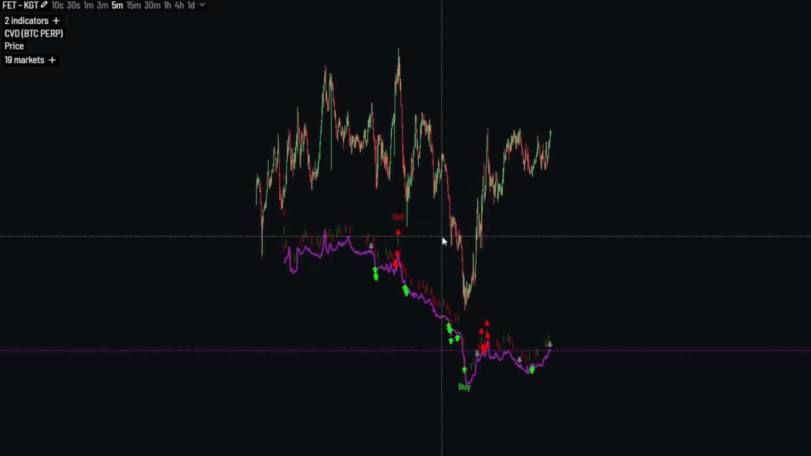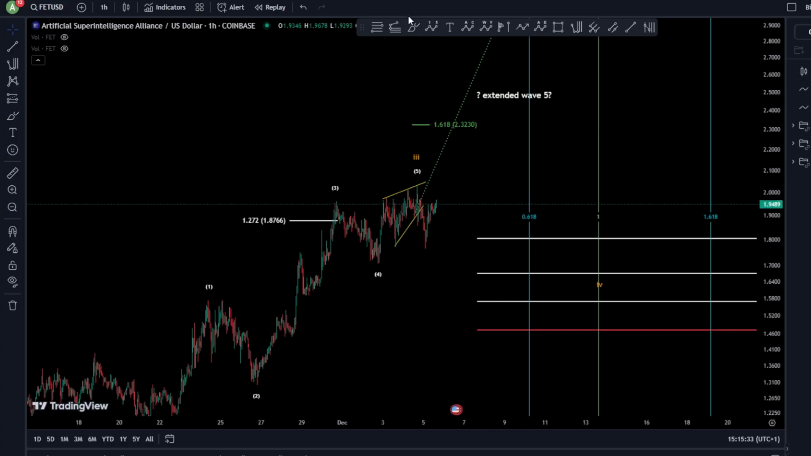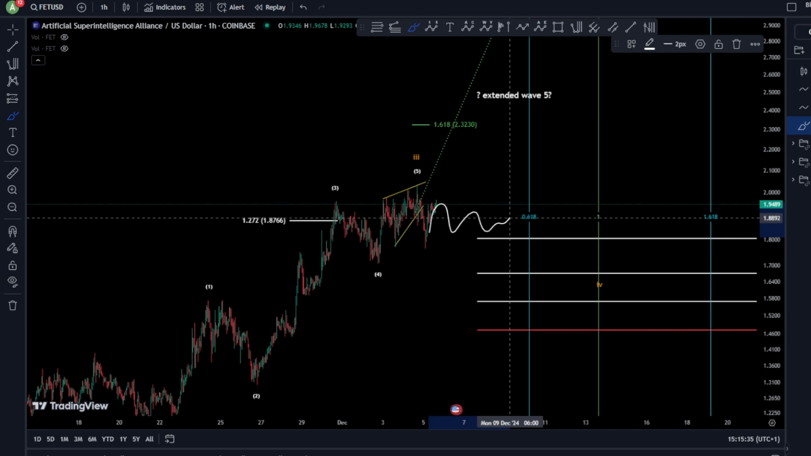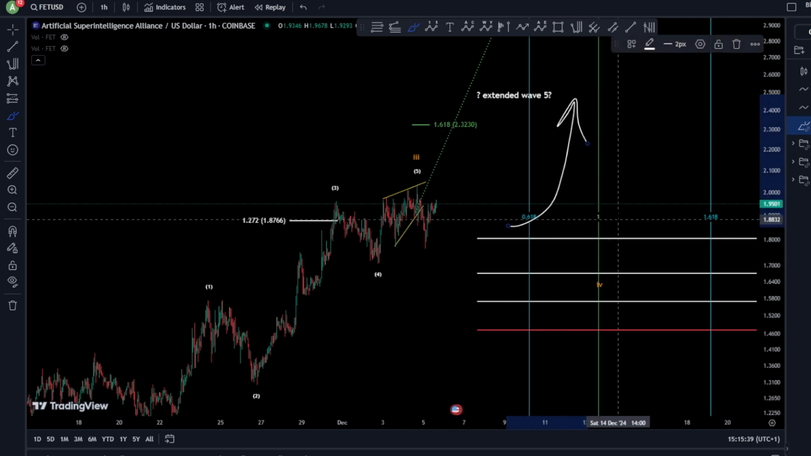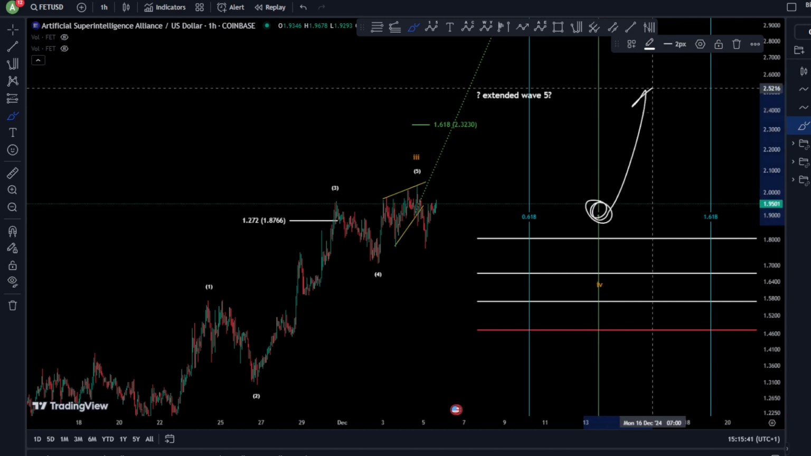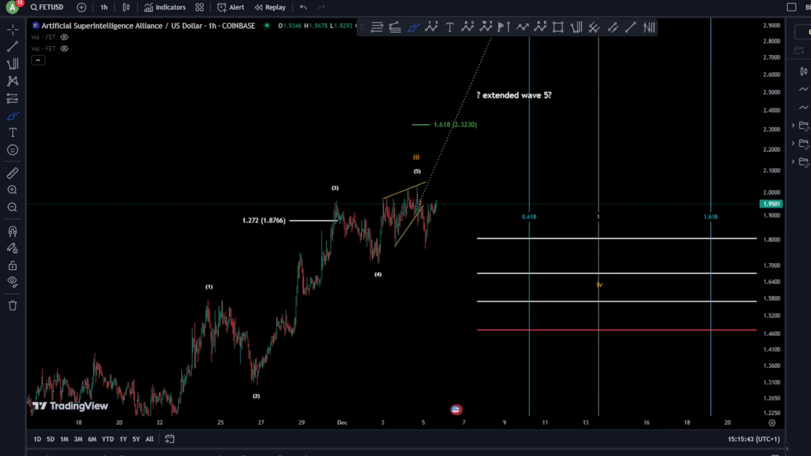So what KGT tells us here is that, of course, we are still in a correction. We are still ranging, no accumulation, no strong bearish convergence or divergence. We are just ranging. So it's a confirmation for our Elliott wave analysis here, as we are still corrective and we are still looking at a range until we find the right time to move towards the upside. That was it for FET.